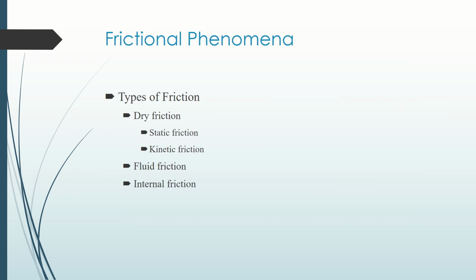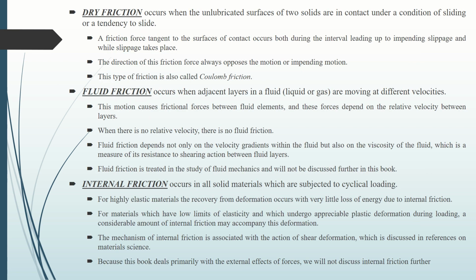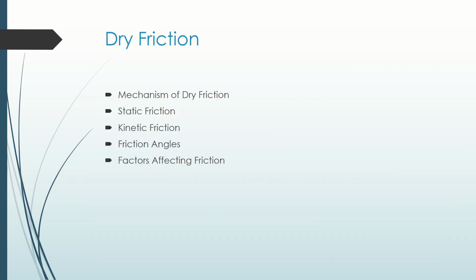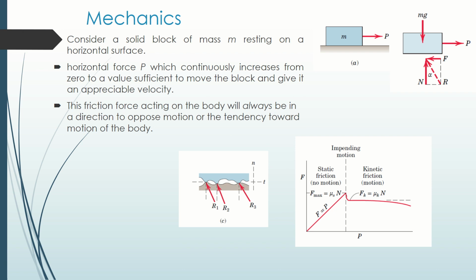Now, what type of friction are we going to study in this chapter? We have so many types of friction, but we only consider dry friction, that is surface to surface contact friction, and in this we are going to focus on static and kinetic friction. Now, as you have seen this, you can definitely go through this part. We are going to talk about the mechanics of dry friction, how it works.